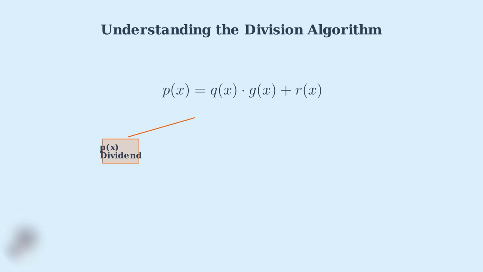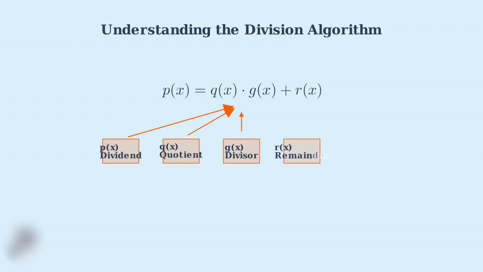Let's identify each component. P of x is our dividend, the polynomial we want to divide. Q of x is the quotient, what we get as our answer. G of x is the divisor, the polynomial we're dividing by. And R of x is the remainder, what's left over.